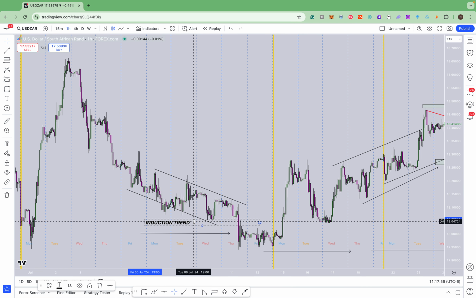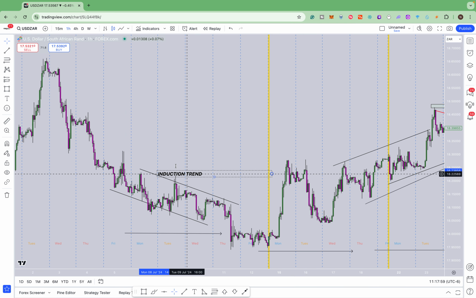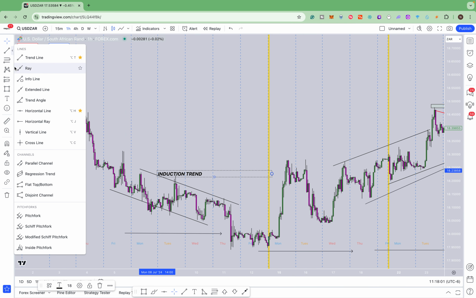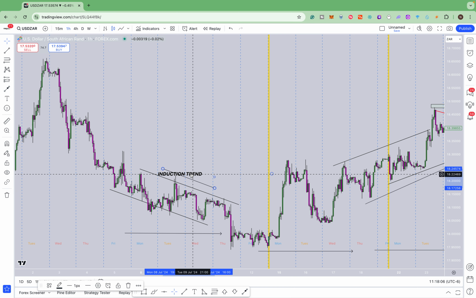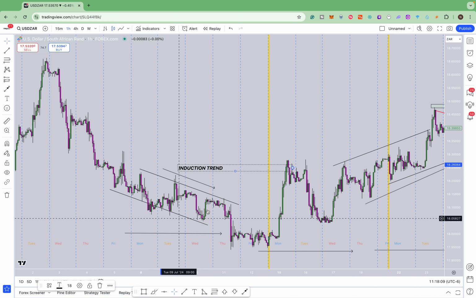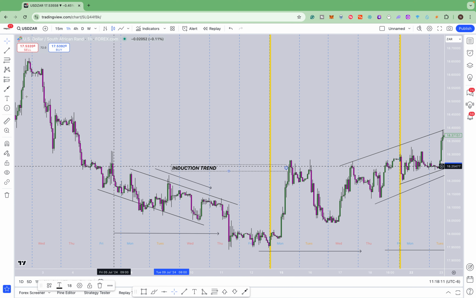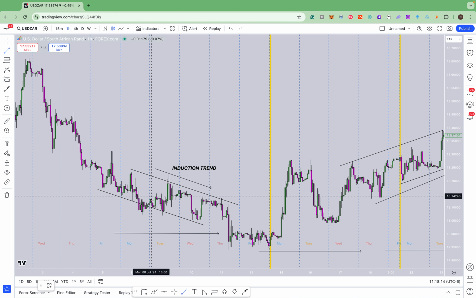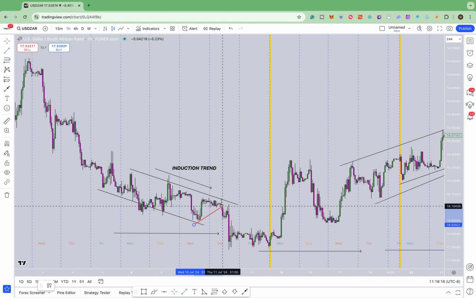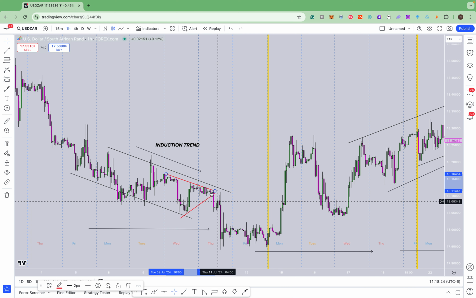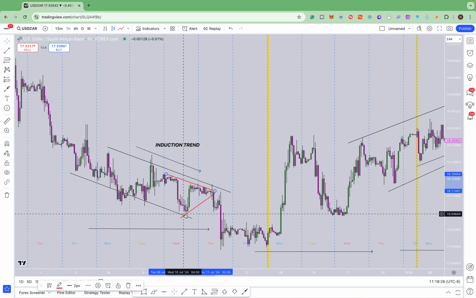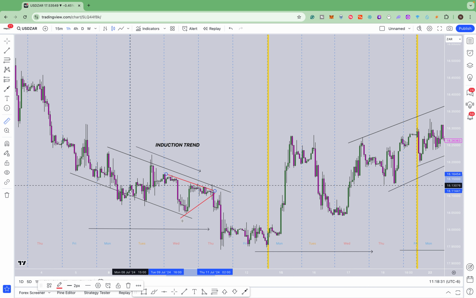So here we have that obvious induction trend once again. This time it is downtrending. Induction trend. Monday, Tuesday, Wednesday. And then come Wednesday, we see the pretty obvious wedge pattern right here inside of the trend. And then they break out once again past these lows of the week and then reverse off of these lows.